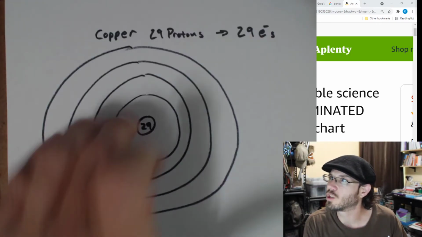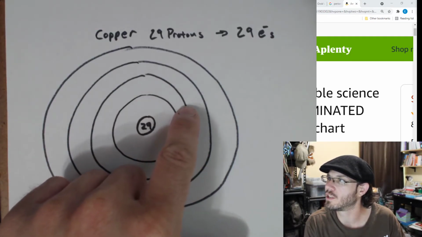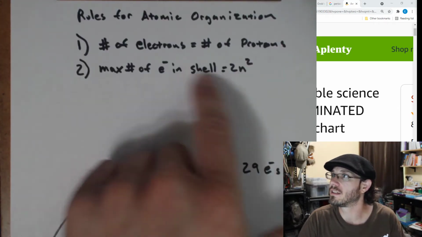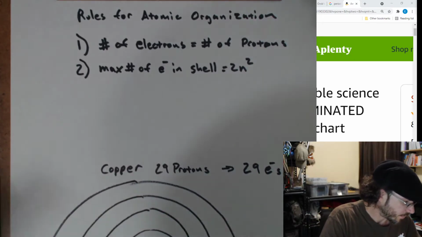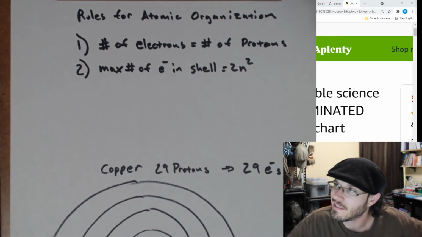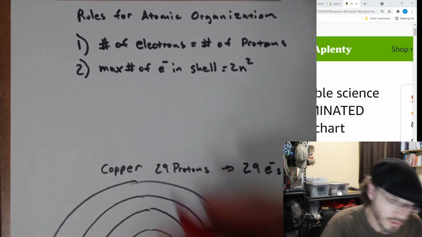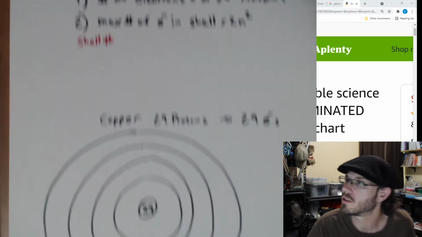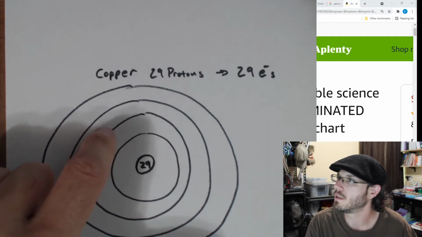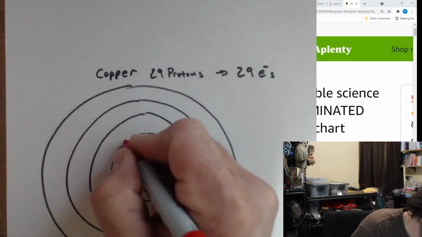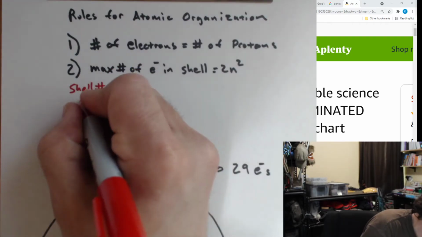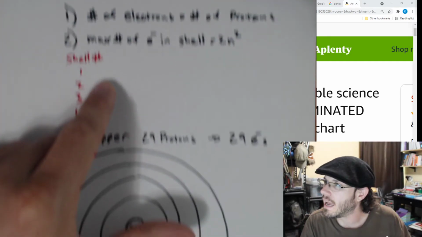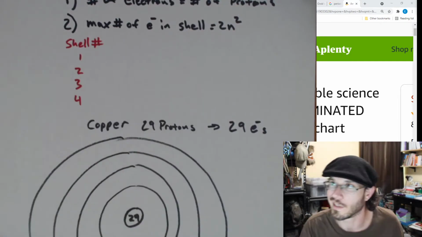Okay, now you can't put 29 into one shell and 1 into another shell, or 28 in here and 1 over here. There's method to the madness. Follows this little equation. So let's go ahead and talk about our shells. In fact, I'm going to set up a table. Shell number, starting from the inside, working your way out, it's going to be 1, 2, 3, 4. Now, each one of these shells has a max number of electrons that it could hold.